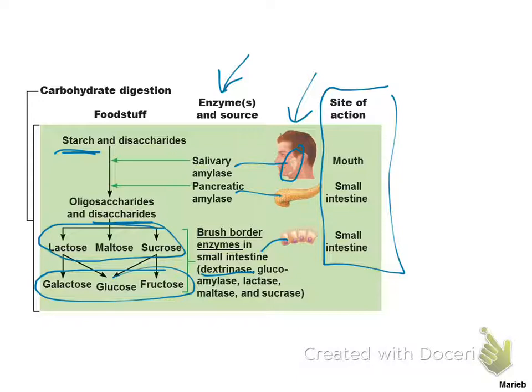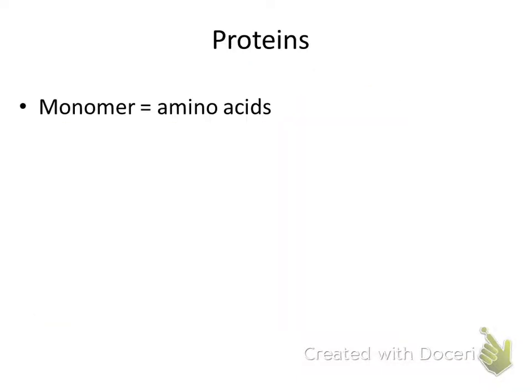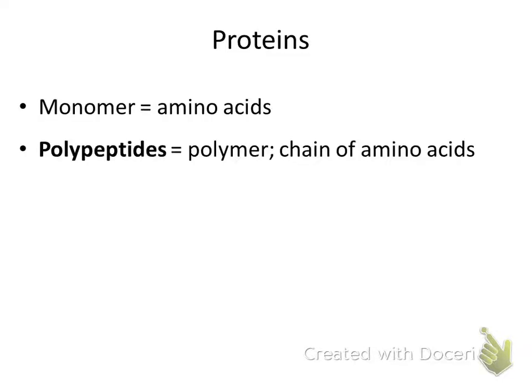So any questions about carbohydrate chemical breakdown? No? All right, then let's move on to proteins. We already know the monomeric unit is the amino acid. And we talked about those amino acids being bound together with peptide bonds. When they're bound together, those form polypeptide chains.